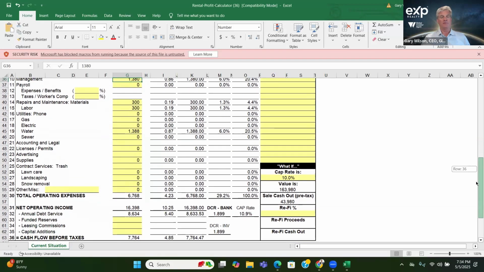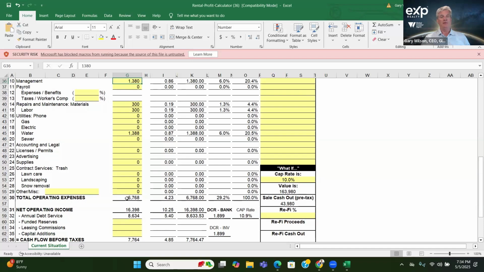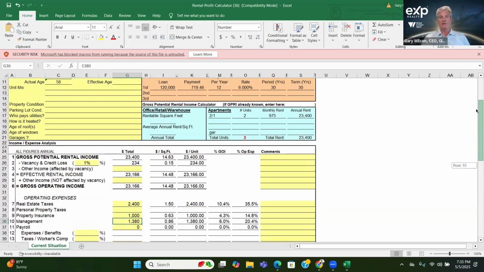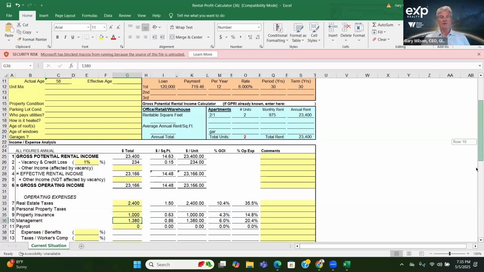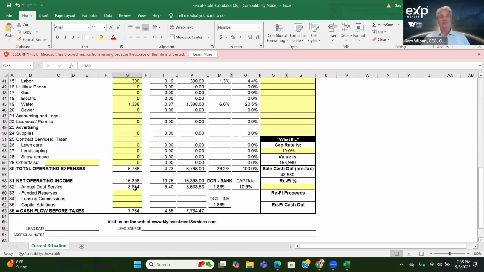But what you'll see is just a few things we put in came up to $6,768 per year, which is 500 and 60 some odd dollars per month in expenses. And that is before the mortgage is paid. So that leaves you with $16,398 cash flow. Now, on your annual debt service, remember the monthly payment, 719.46 times 12 is 8,634, which leaves Eric Reisner a nice, beautiful net positive cash flow of $7,764 per year.